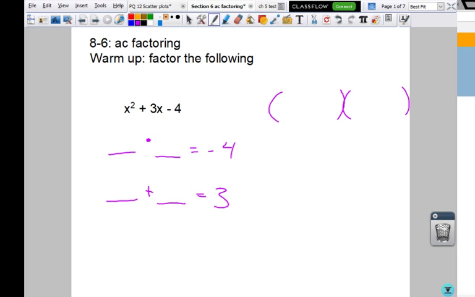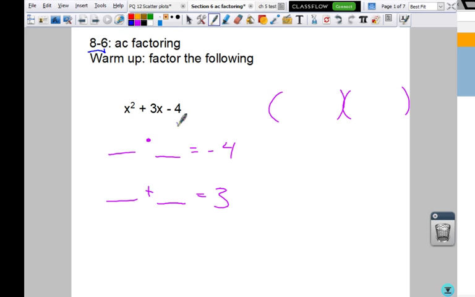Alright, so real quick, we're going to go over our warm-up because that's going to help you get started on today's stuff. Also, I accidentally typed in this first part of your thing wrong. This is 8-6, not 6-8. So flip that around for when you do your next notebook check. Chapter 8, section 6. So when you do your notebook check, you'll know that this is section 6.